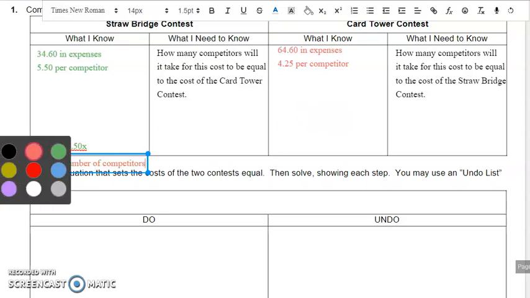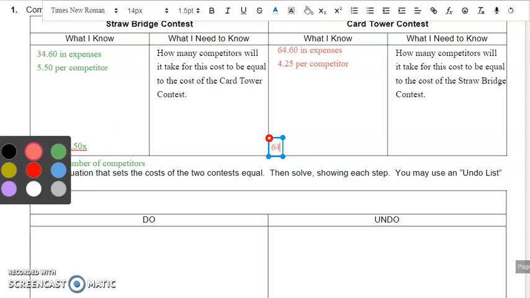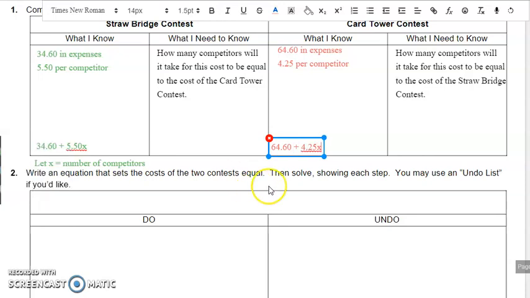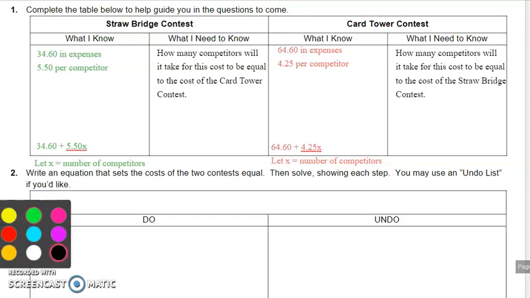And then moving over here to the Card Tower contest, we know that it is $64.60 in expenses plus $4.25 per competitor, and we're also going to let x equal the number of competitors. Now we have these two expressions, and basically we want to find out how many competitors it would take for the cost of these two contests to be equal. So if each of these expressions represents the cost, we really just have to set them equal to each other.